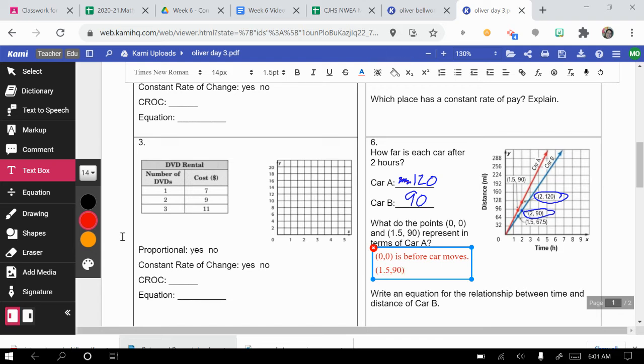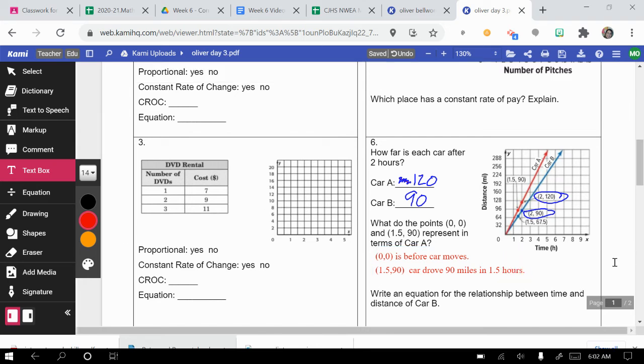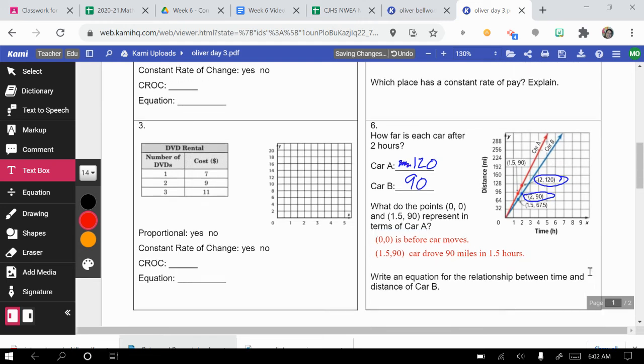Well, x is my hours and y is my miles. So that means the car drove 90 miles in 1.5 hours. That's where a lot of students miss that type of question.